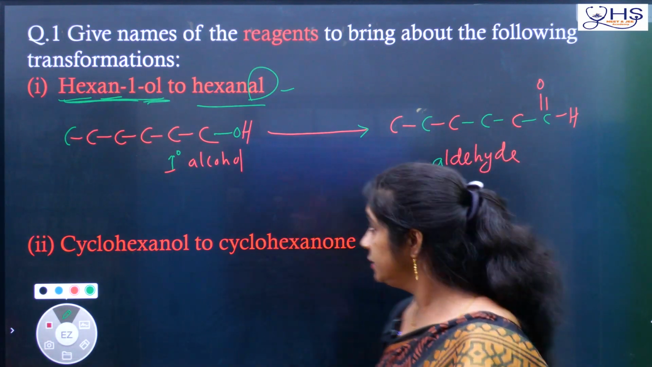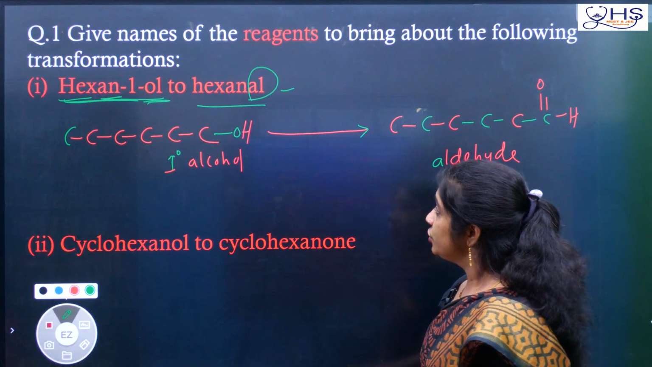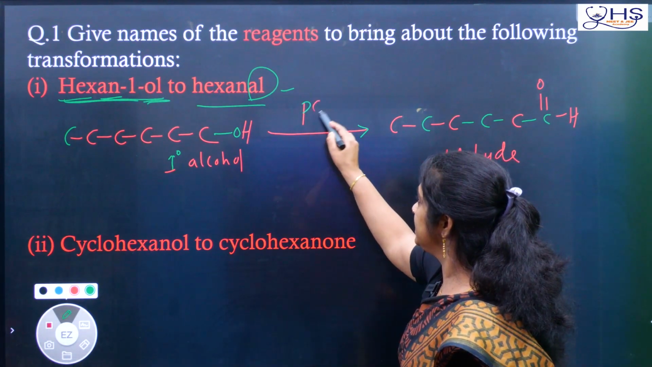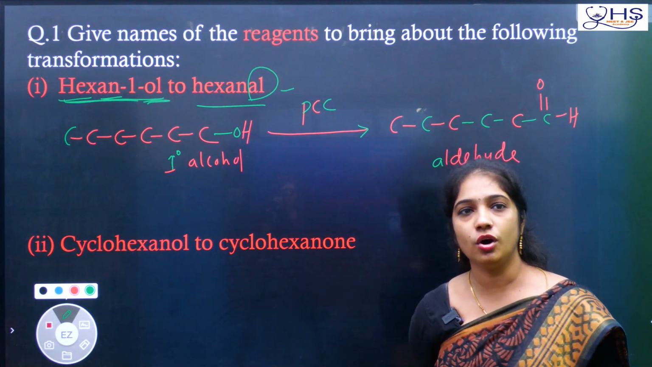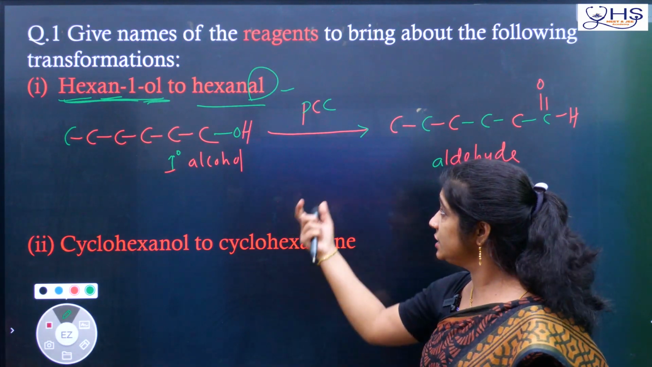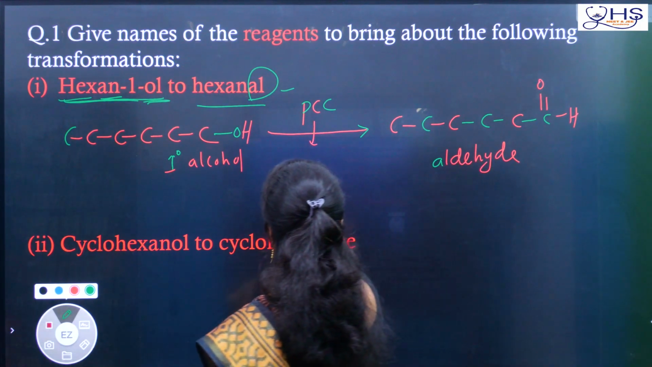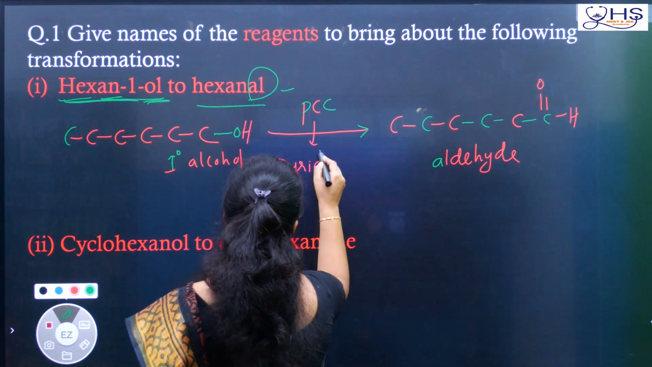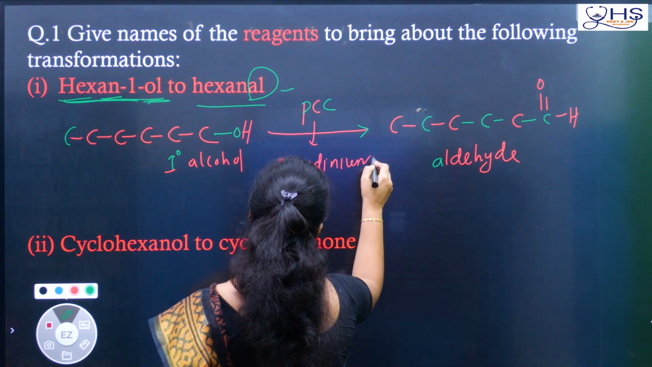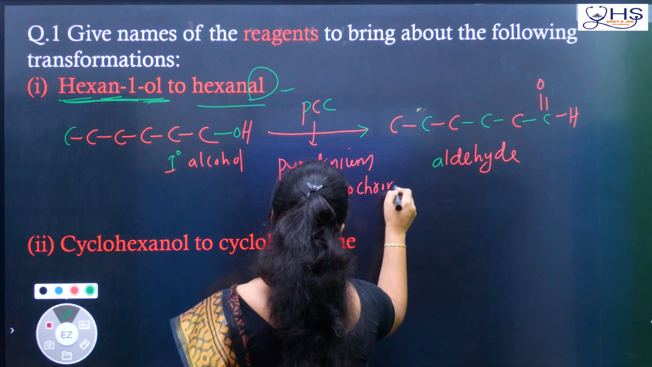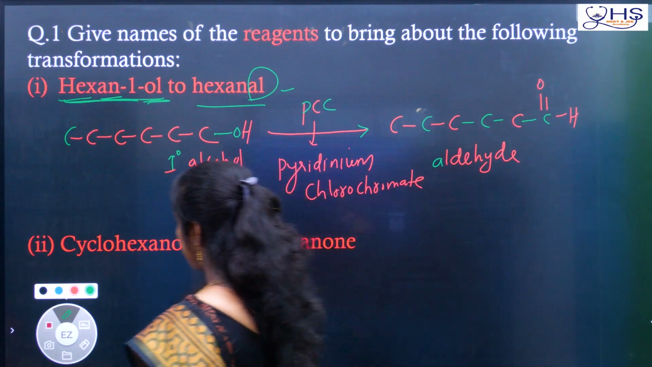Pause the video and write the answer. So, mild oxidizing agents like PCC and PDC will convert a primary alcohol to an aldehyde. So what is the reagent here? Pyridinium chlorochromate. What is PCC? Pyridinium chlorochromate. Okay, let us move to the second question.